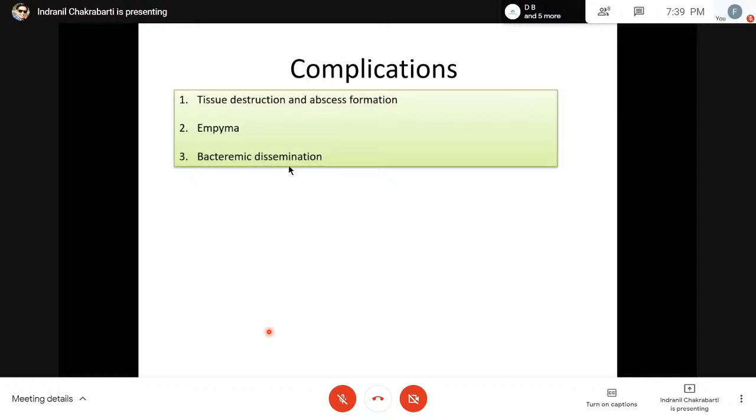Now, the complications of this bacterial pneumonia include tissue destruction and abscess formation. This abscess formation is pretty common in case of type 3 pneumococci or Klebsiella pneumonia. The infection can extend to the pleura and result in intrapleural fibrinosuppurative reaction, which is known as empyema. Or there can be bacteremic dissemination to heart valves, pericardium, brain, kidneys, spleen, or joints.